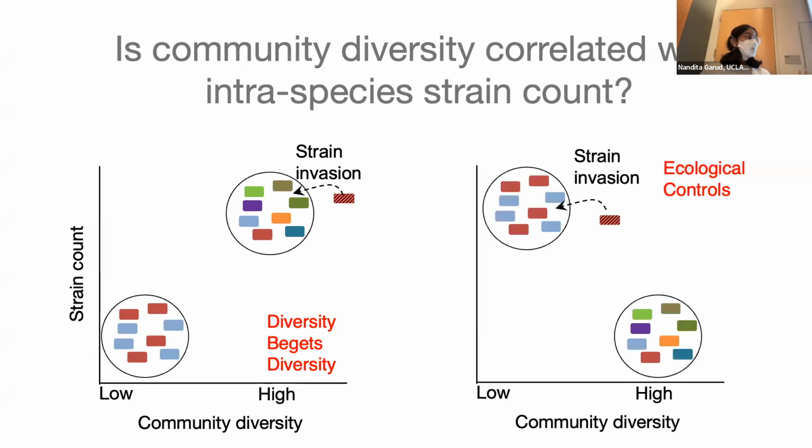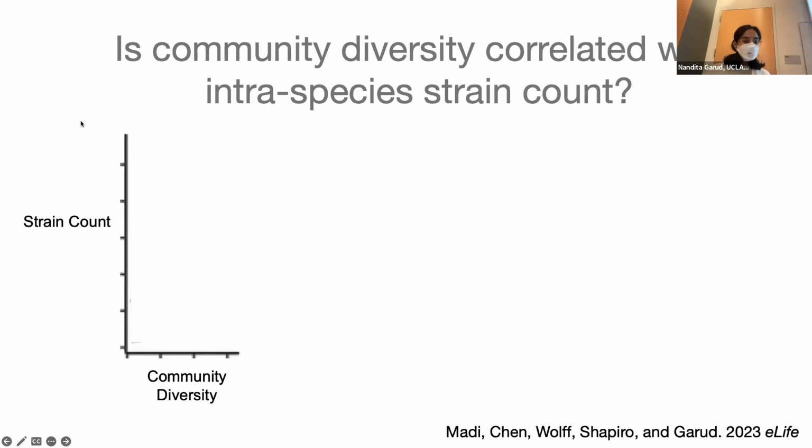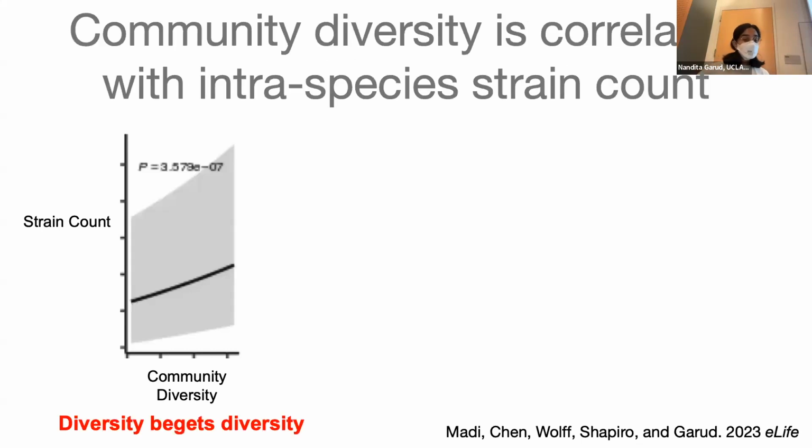In contrast to that, we have the ecological controls hypothesis. And so here you have only a few players. And so actually you have a lot of niches open. So that invites more players to come in. And here all those niches are filled. So which one are we going to see? Are we going to see this positive correlation with strain count and community diversity, or a negative correlation? Well, let's take a look at the data and see what we get. So same X and Y axes, and we took a look at this many different dimensions, and what we got is a positive relationship supporting the diversity begets diversity hypothesis. So what that means is that the more diverse your microbes are, the more intraspecies variation you're going to have.